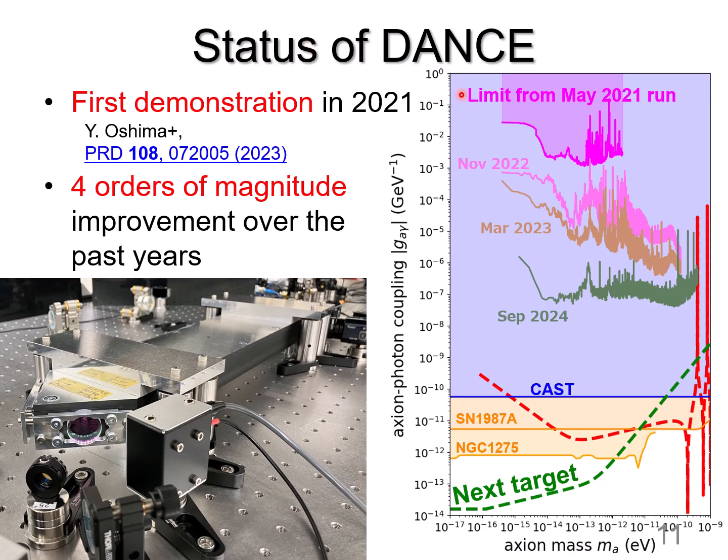And this is the status of DANCE. We did the first demonstration of this DANCE experiment in 2021, which is reported in this paper. We did a short observing run with a prototype experiment, and we placed an upper limit like this. Now we are gradually improving the sensitivity, and our reach with current sensitivity with 1 year observation is something around here. So we are about 3 orders of magnitude away from the CAST limit. But over 3 years, we have been improving by around 4 orders of magnitude.